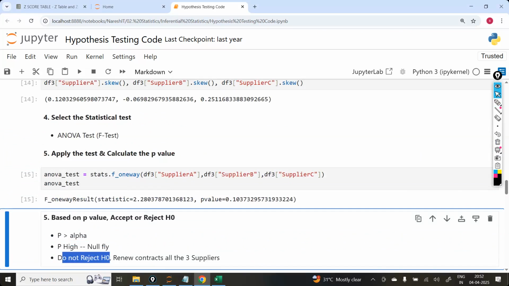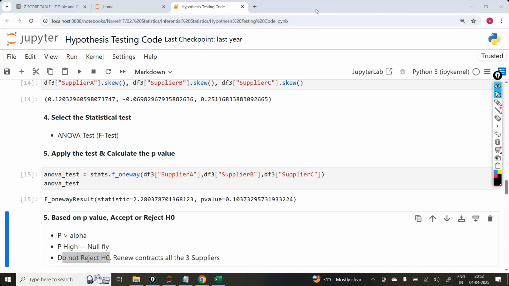With this, 3 tests are completed: 1 sample Z test, 1 sample T test, and ANOVA test. Now we are moving on to the next one. Yes, I'm going to provide for you some questions for your practice. 100% I will provide.